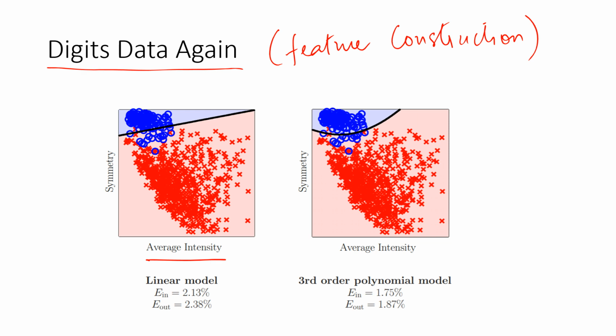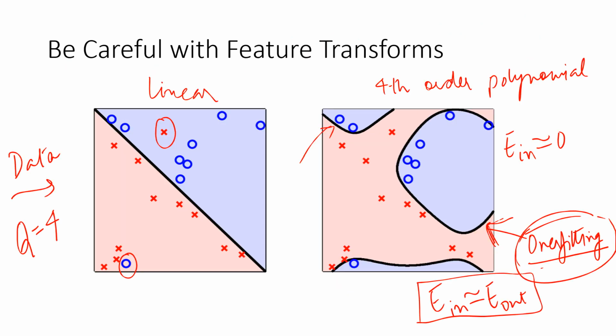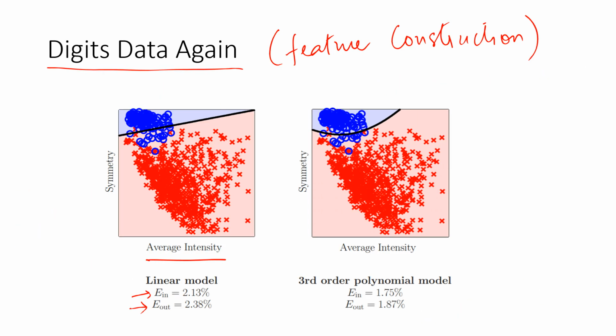And here we are using the linear model, right? And you can see the value for E in and E out. And as is evident, there is a tight link between E in and E out, because this is a simple model. I don't have so many dimensions, and the Q value is also low, so that's good.